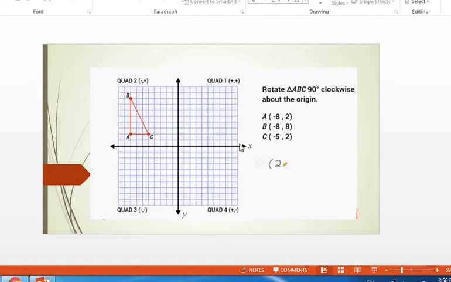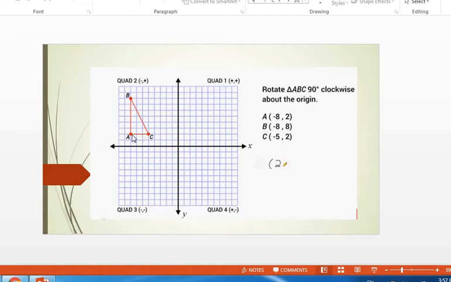In this step, what should I do? I should write down all the numbers I have for A, B, and C. What numbers? The ordered pairs. I write the ordered pairs for each letter.